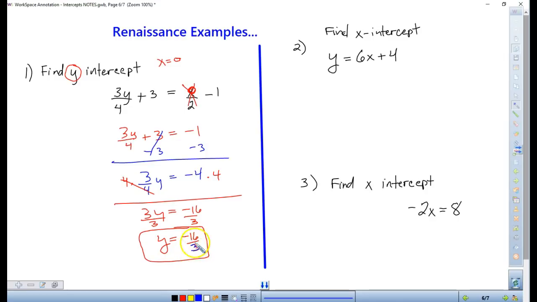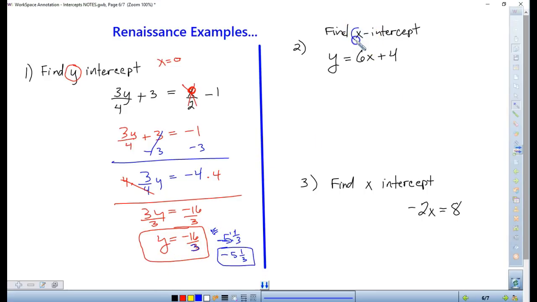Well, 3 times 5 would be 15, right? So it goes in 5 times, and you'd have 1 left over. So that 1 would go over a 3. So here's the other option, negative 5 1/3. Because if I did bottom times side plus top, bottom times side, 3 times 5 would be 15, plus 1 would be 16 over 3, negative. So negative 5 1/3 is the same thing as negative 16/3.